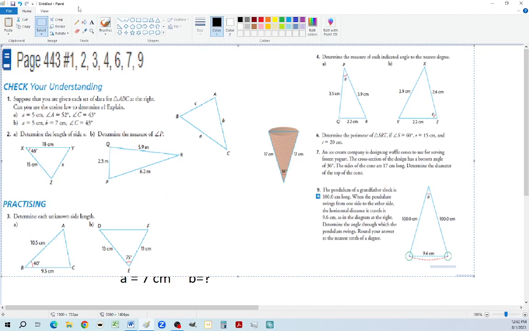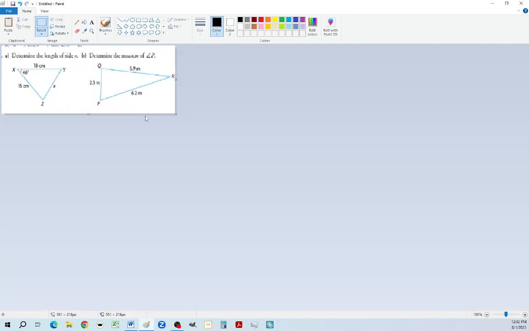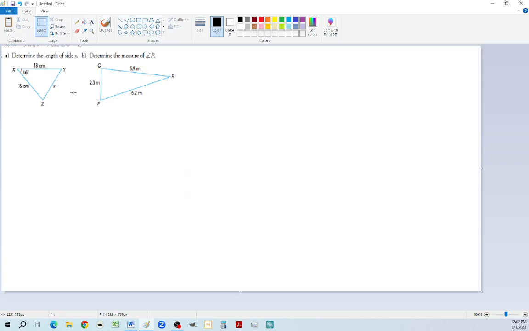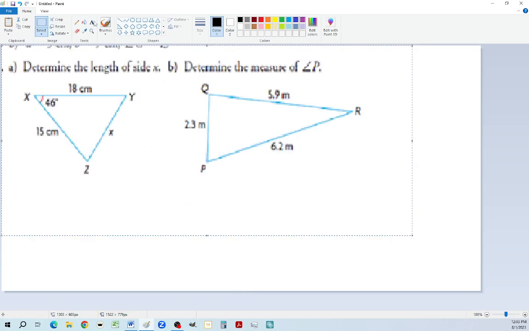And we're going to look at number 2. Determine the side length x. So let's see if we can just kind of figure it out. Because you're looking for the equation, the answers, as opposed to how to do it, I'm going to quickly show you what we have.